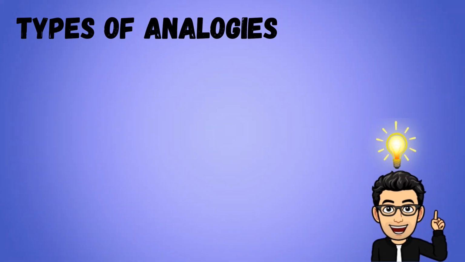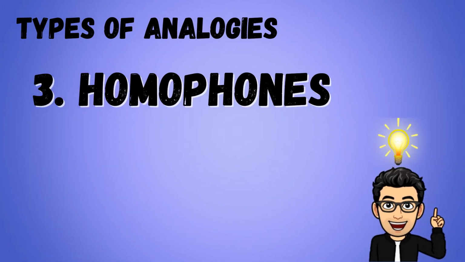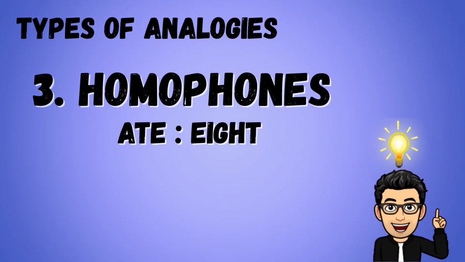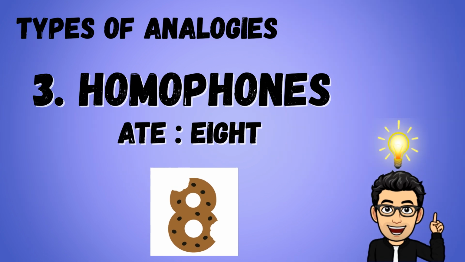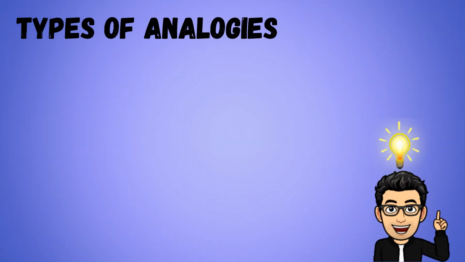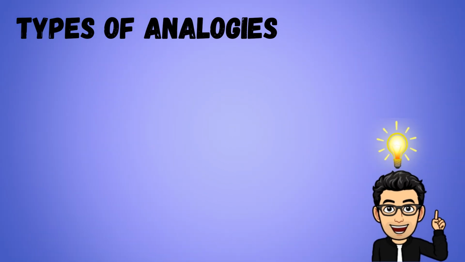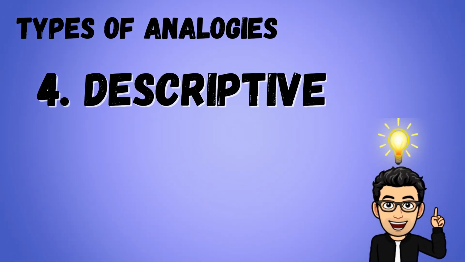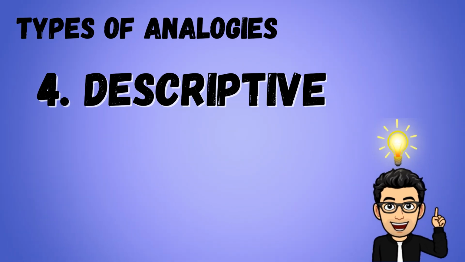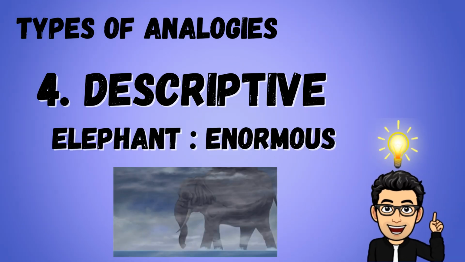Homophones is the third one. It means two words have the same sound. For example, 8 is to 8. Number 4 is descriptive analogy, which means one word of the pair describes the animal or thing given by the other word. For example, elephant is to enormous.